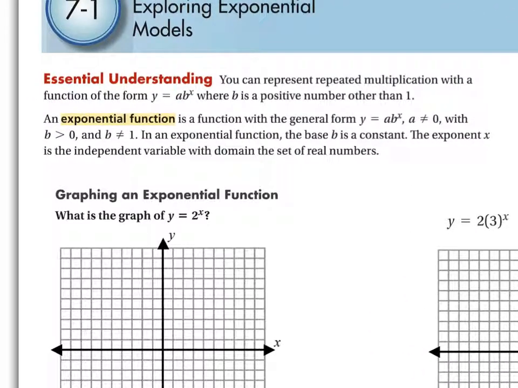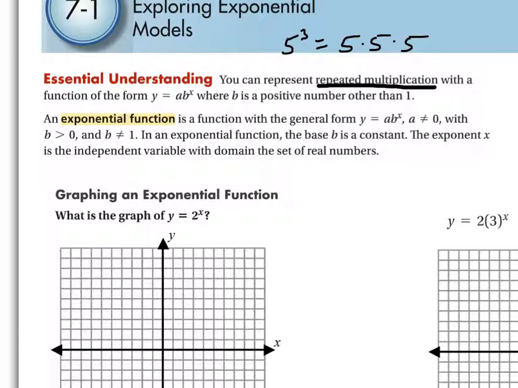So the first thing we need to talk about here is our essential understanding that you can represent repeated multiplication with a function in the form y equals a times b to the x, where b is a positive number other than 1. And by the way, they said repeated multiplication because that's what exponents do. If I have 5 to the third power, remember that means 5 times 5 times 5. Exponents give us repeated multiplication.